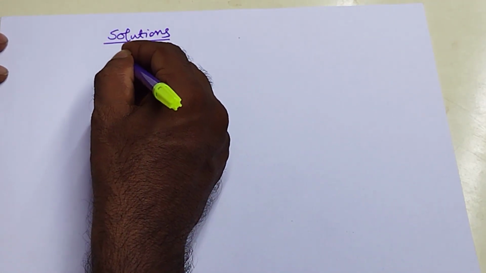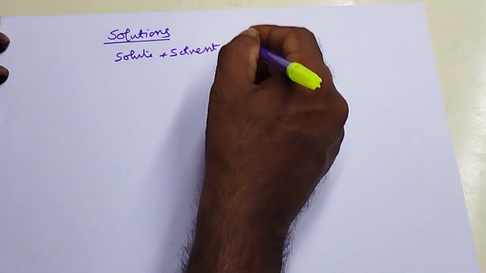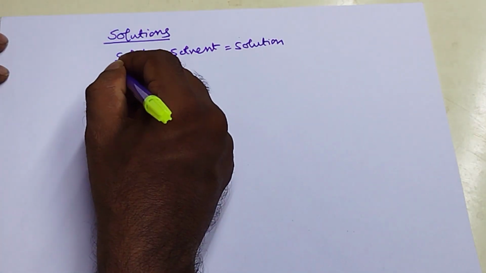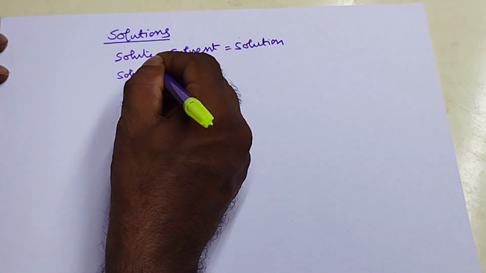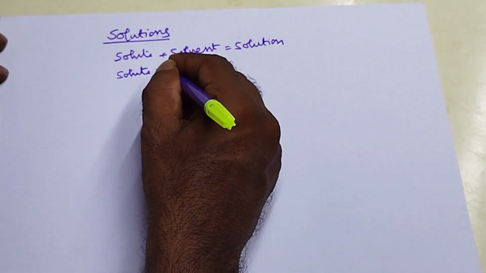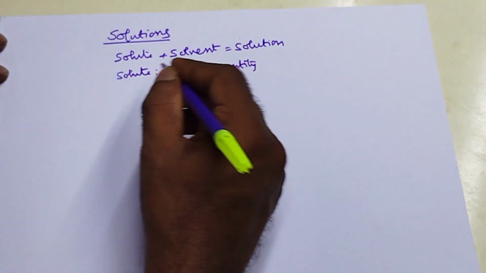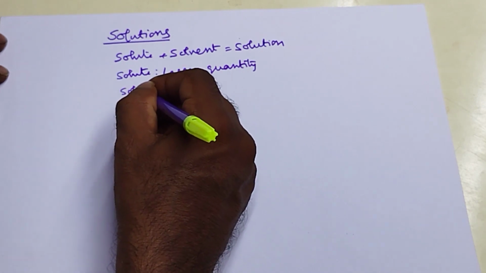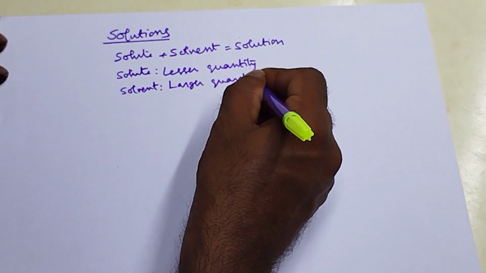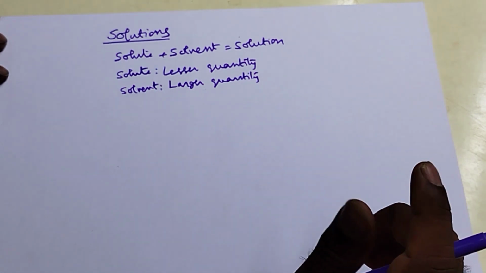A solution is a combination of solute and solvent. Now, we have to define what is meant by solute. Suppose in a mixture, if there are two components, the one present in a lesser quantity we can call the solute. The one present in a larger quantity is called the solvent. If solute and solvent mix together, we call it a solution.